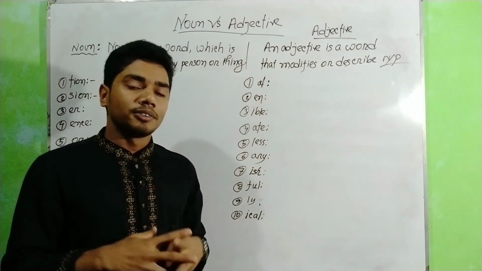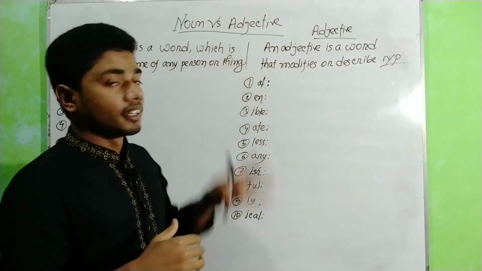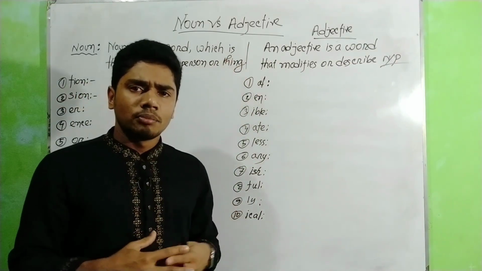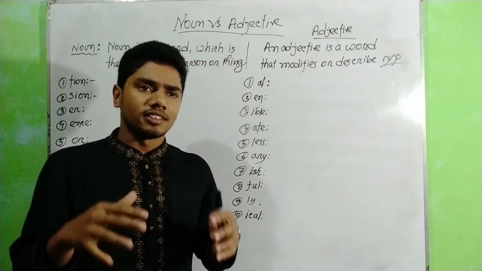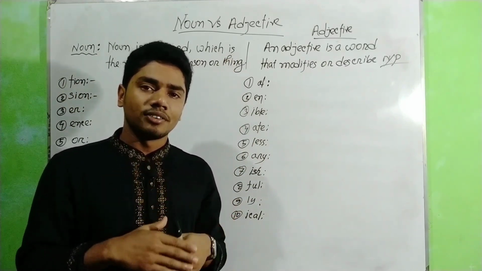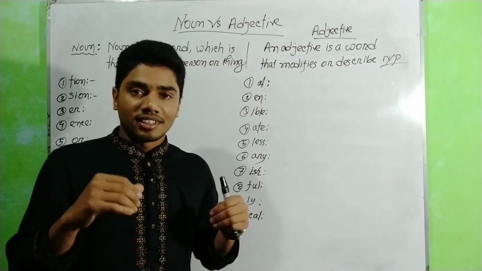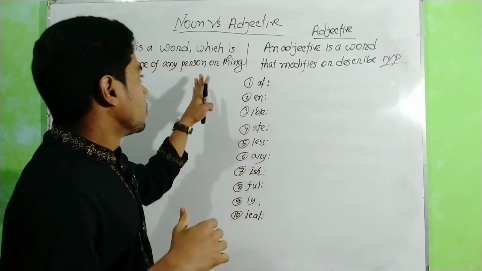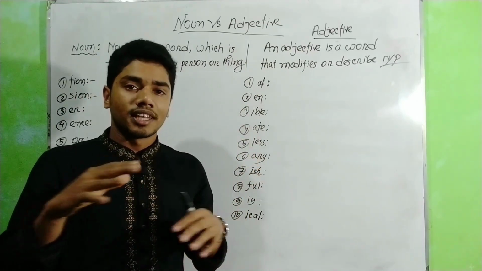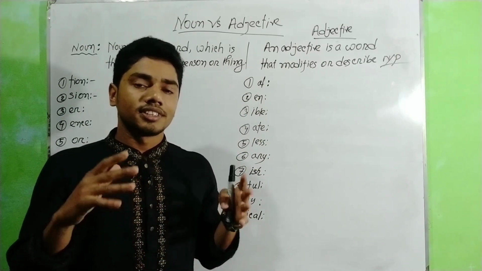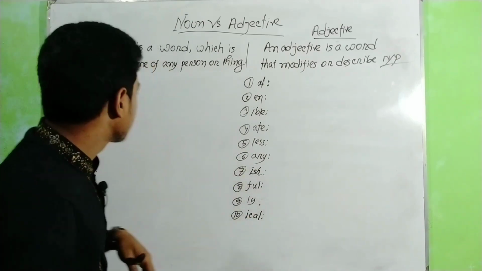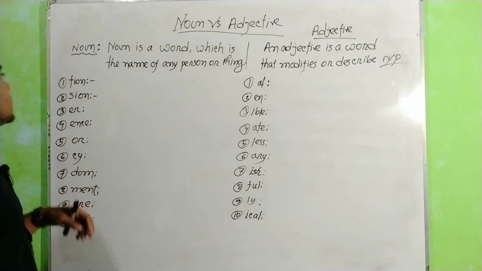Today I will show you how you can identify a noun and an adjective. I noticed there are so many students who just mix them up. They cannot understand which one is a noun and which one is an adjective. But I assure you, after watching this lesson, you can identify which one is a noun and which one is an adjective. So let's start. First one is noun.